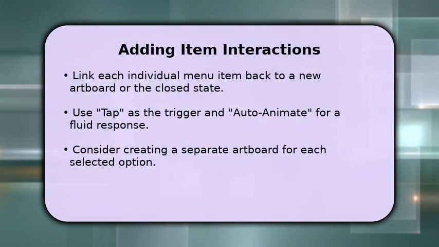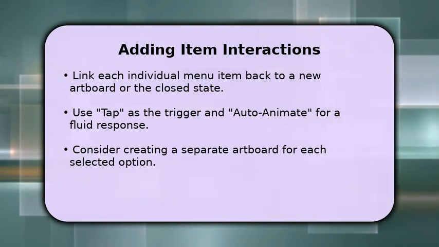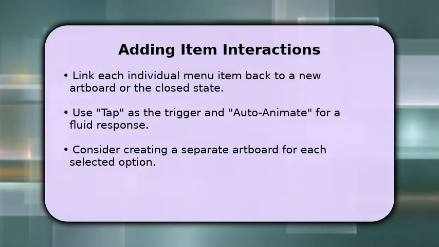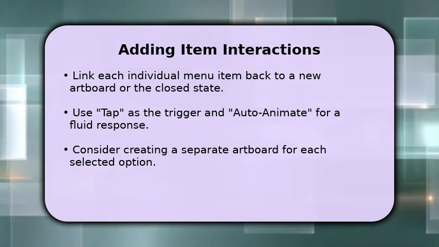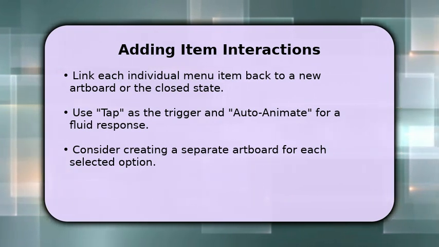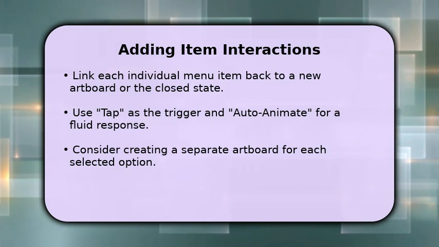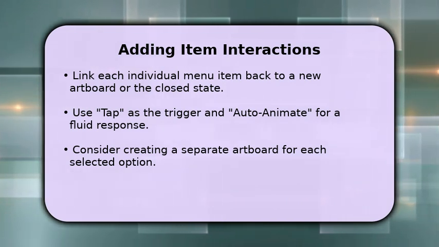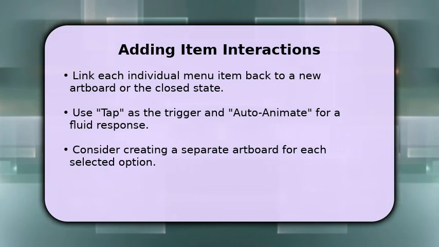Finally, we'll add interactions for each menu item. From the open state, drag a wire from each individual menu option back to either the closed state or a new artboard representing the selected choice. Again, use tap as the trigger and Auto-Animate for a seamless visual effect. This ensures that selecting an option closes the menu or navigates to the next relevant screen, completing the user flow.